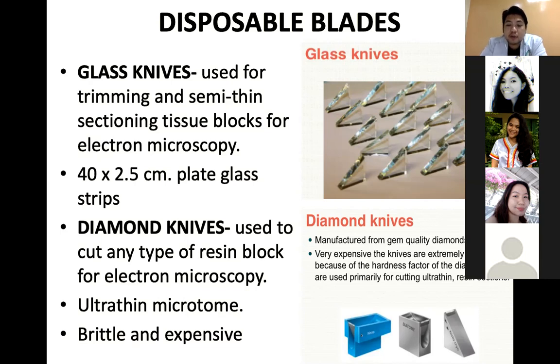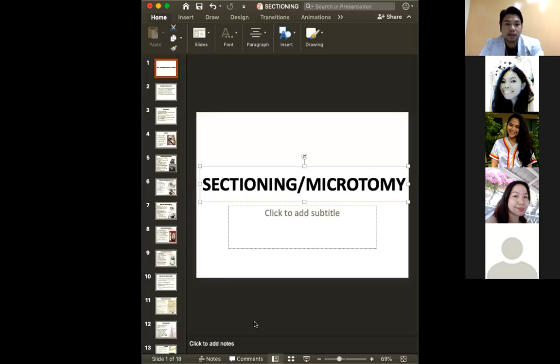Okay, and another one, the most expensive, we have the diamond knives, used to cut any type of resin blocks for electron microscopy. So basically, these are used for ultra-thin microtomes. Diamond knives are brittle and expensive, but it is the most durable if it is being used for hard specimens for electron microscopy, since resin is the embedding medium. Okay? So I think it's the last slide for sectioning.